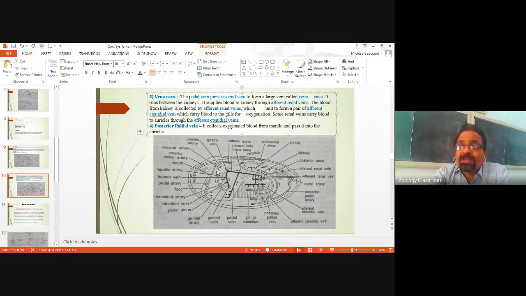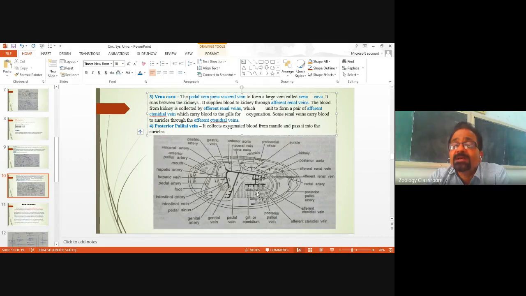Whenever water is continuously entering into the gills through the ostia, the gills are supplied with deoxygenated blood by the afferent veins. Due to the pressure difference, the blood gets oxygenated, and the oxygenated blood is carried to the auricles through the efferent cnidial veins.